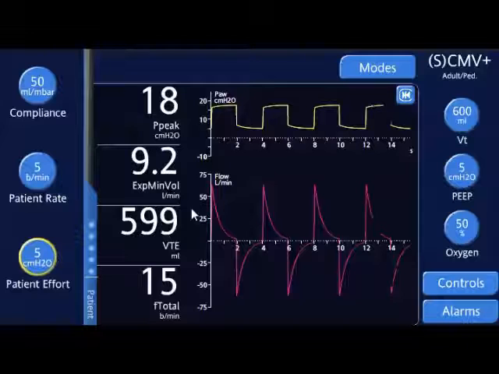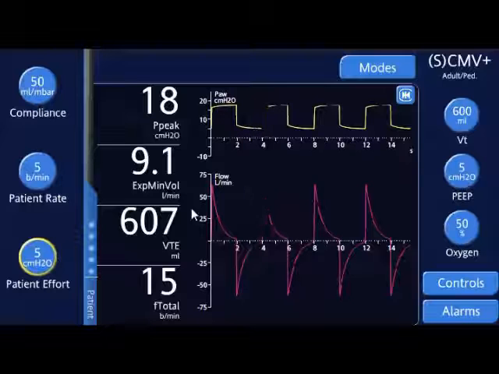But for minor transient events, you can see by the example, adaptive pressure control does very well. It meets the patient's inspiratory flow demands, and it maintains a target tidal volume.